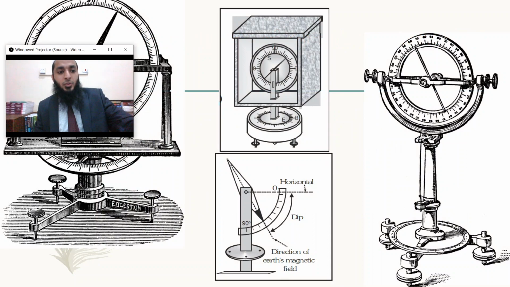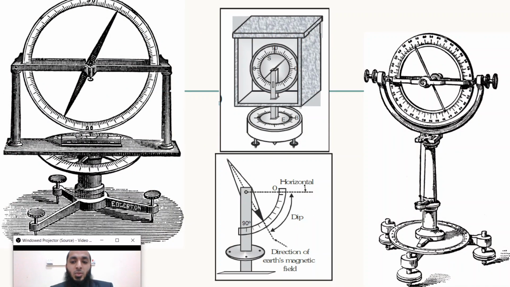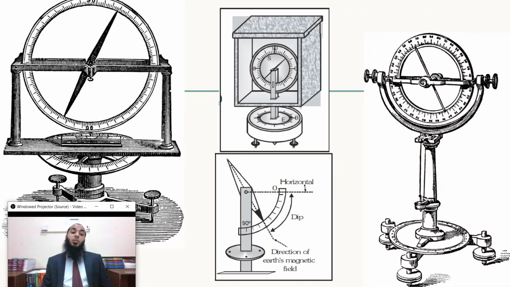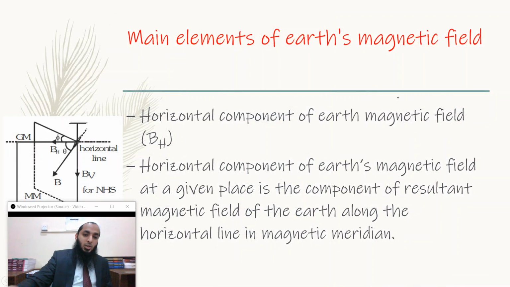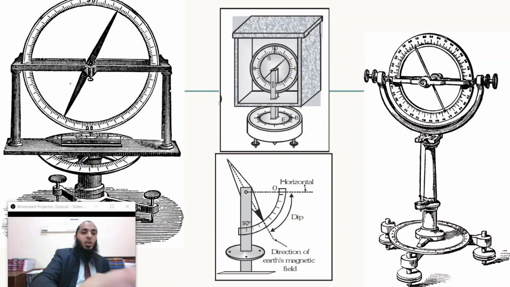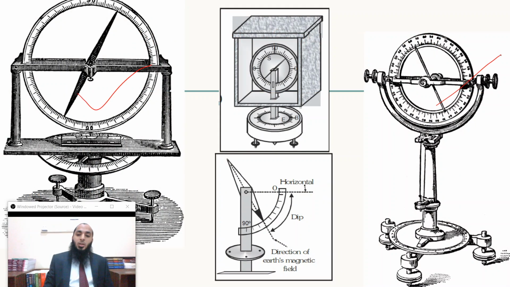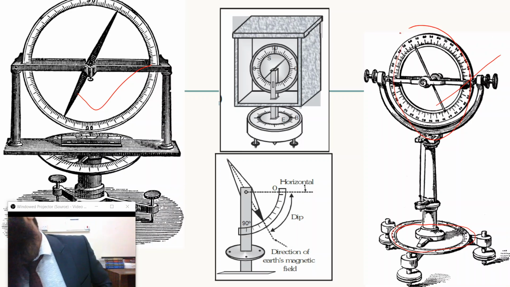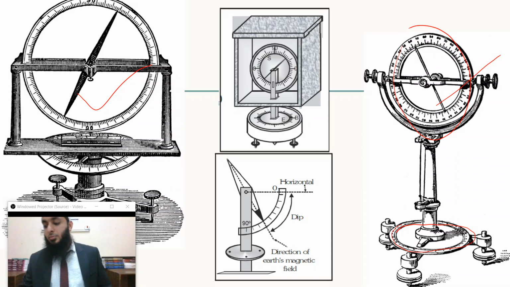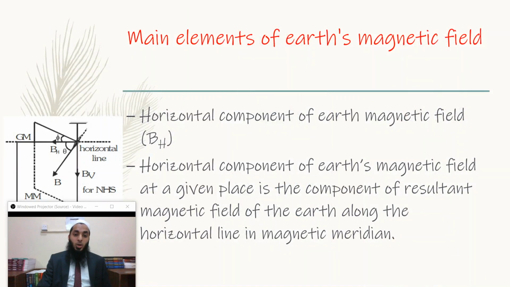So these are other figures, some old figures of the dip circle. You see all these dip circles have horizontal graduation as well as vertical graduation. Okay, so now let's proceed to other components.